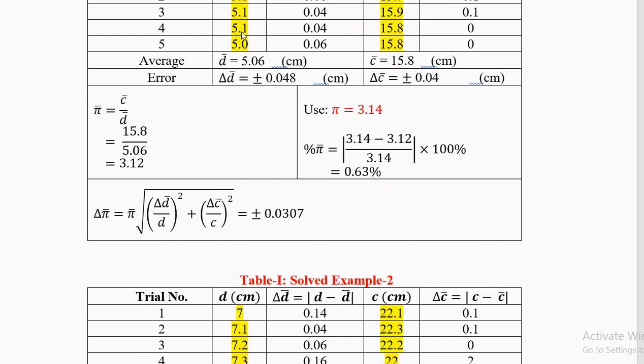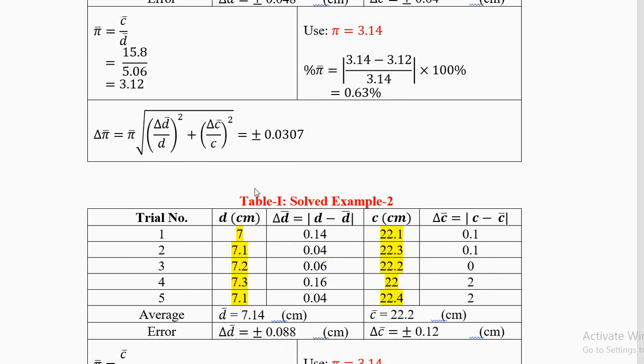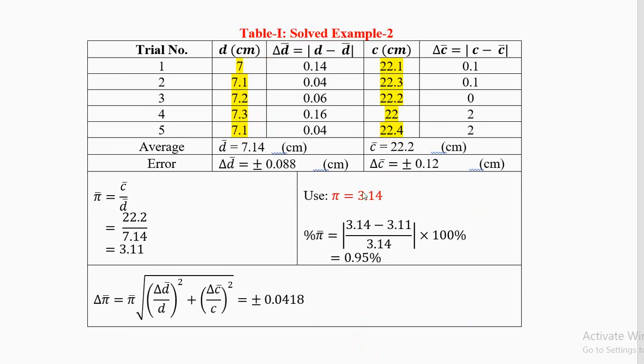Here the diameter is 5 and the circumference is 15.8; here it is 7 and 22 point something. Now the 5 diameters are 7, 7.1, 7.2, 7.3, 7.1. Add all 5 of them, then divide by 5. The average value will be in the middle, which is 7.14.